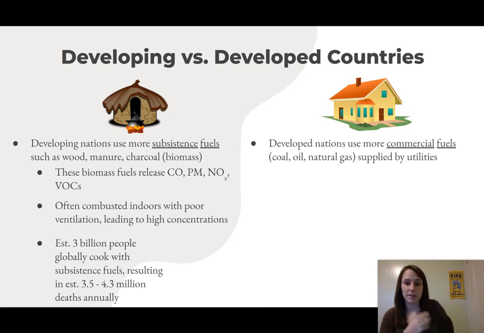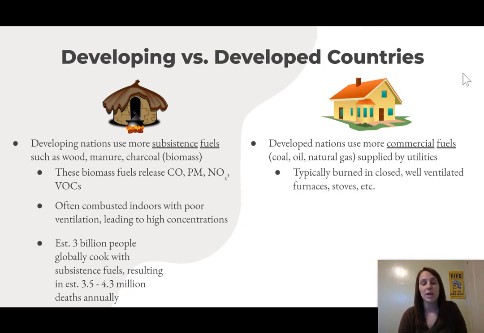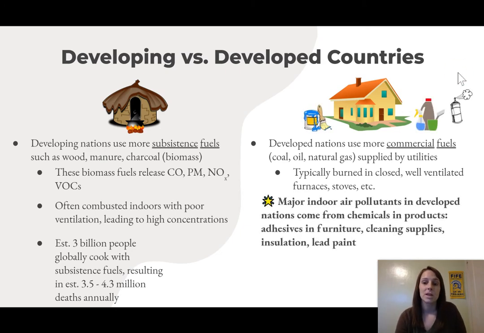Now, in developed nations, we use more commercial fuels like coal, oil, natural gas to supply our utilities. These are typically going to be burned in closed, well-ventilated furnaces and stoves. So we aren't necessarily going to have the same problems on as big of a scale as what the developing nations are getting from their subsistence fuels.